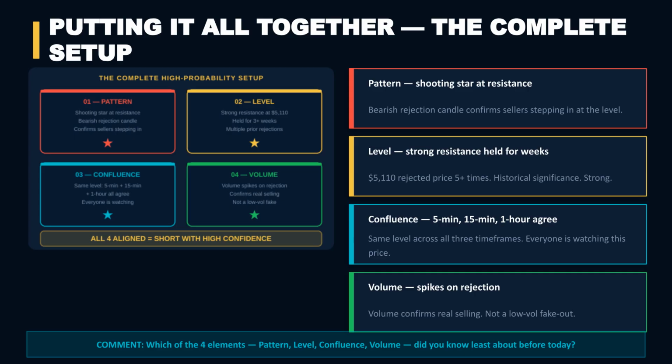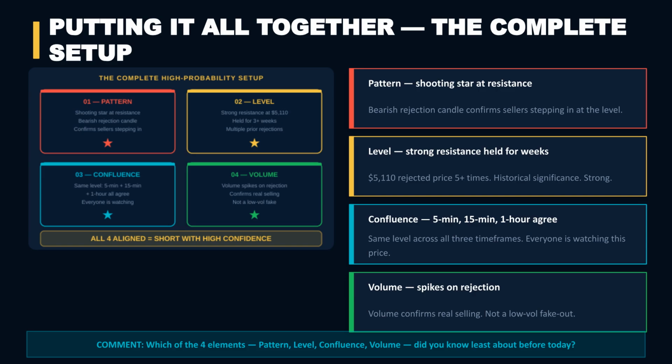Alright, let me tie this all together. This is where the magic happens. You combine: 1. The candlestick psychology we learned in video 3. You're looking for patterns that signal direction. 2. Support and resistance levels. You're looking for key levels where price interacts. 3. Confluence. You're looking for levels that matter across multiple time frames. 4. Volume. You're looking for confirmation that traders agree. When all 4 of these line up, you've got a setup. That's when you trade with high confidence.